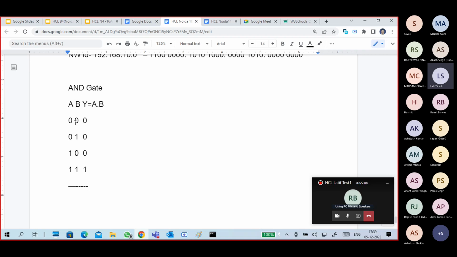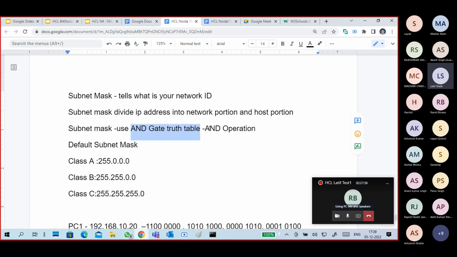This is the AND gate. If both inputs are true, the output is true. If both are false, or any one input is false, the output is false. That is a truth table. We are using binary numbers here, not true or false. So if both are high, meaning both are ones, the output is 1. If any one is 0, the output is 0. Using this AND gate operation, the subnet mask will extract the network ID from your IP address.